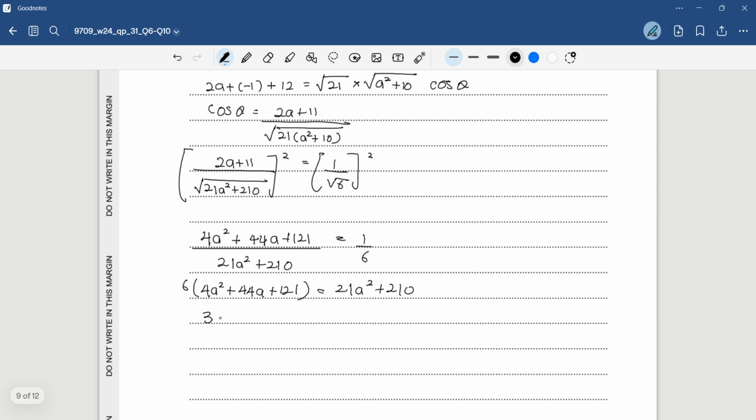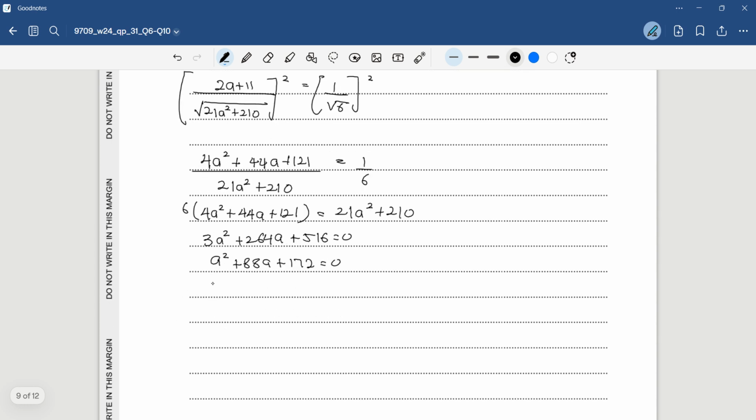So you should get 3a² + 264a + 516 equivalent to 0. Therefore, a² + 88a + 172 equivalent to 0. So you can factorize this, where (a + 2)(a + 86) equal to 0. Therefore, a equal to negative 2, a equal to negative 86. Okay, so these are the two answers.